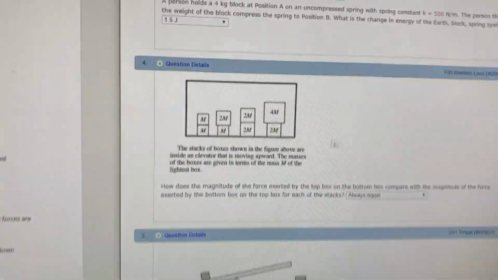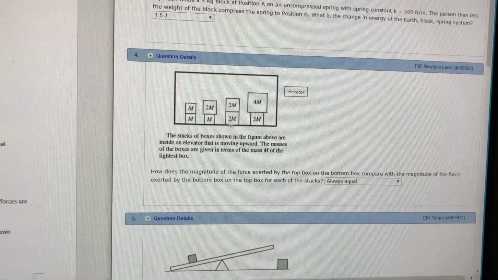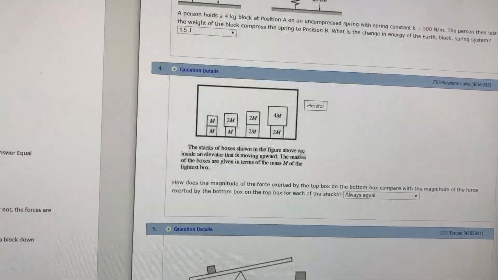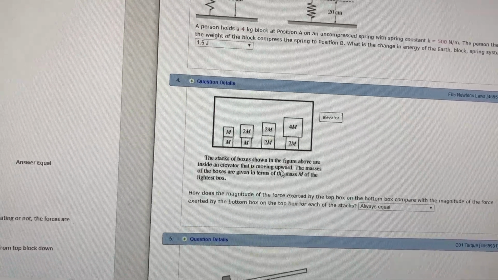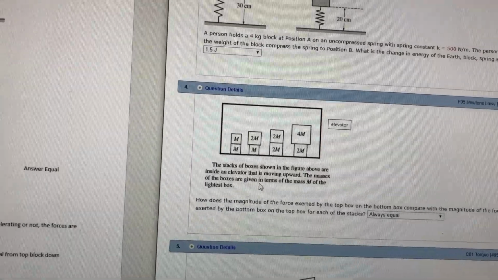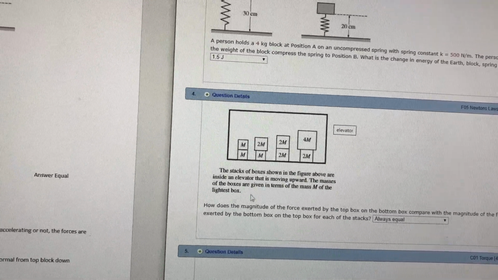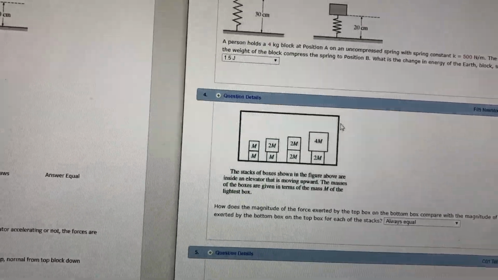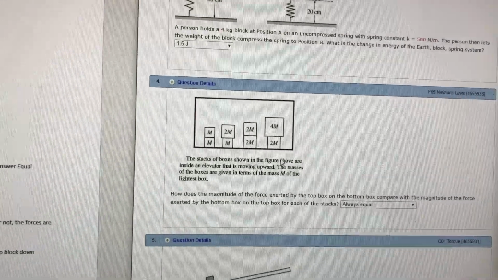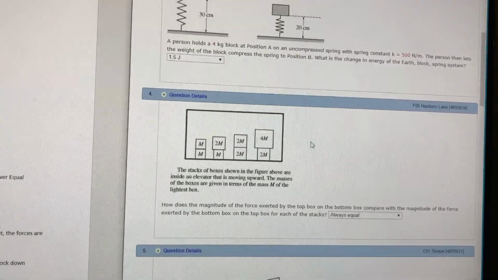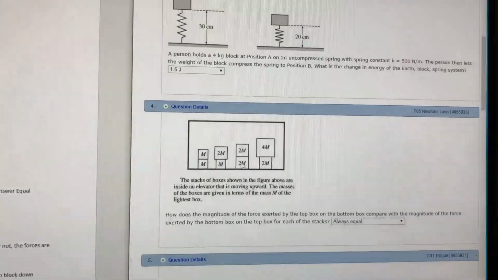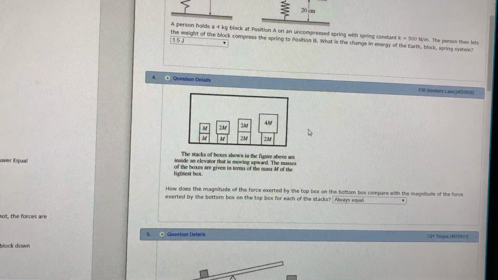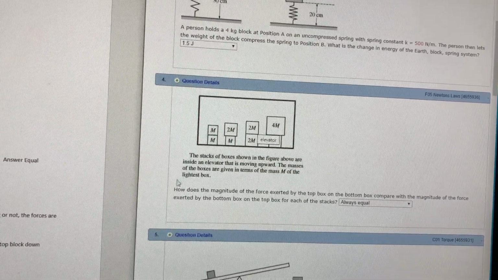Number 4, I have an elevator problem here. The stack of boxes shown in the figure above are inside an elevator that's moving upward. The masses of the boxes are given in terms of the mass of the lightest box. So this elevator is moving up. So we need to think about, well, is it accelerating up, or is it going up at a constant speed? Or I guess constant speed down or accelerating down.